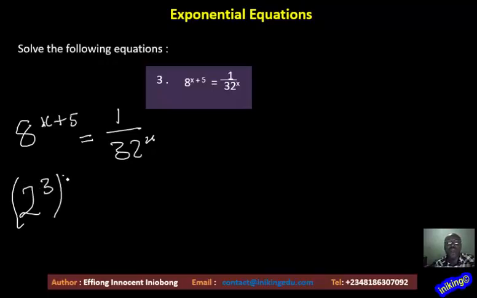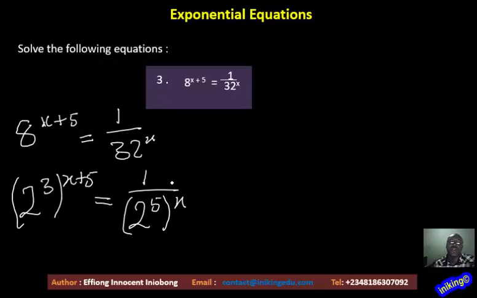Then everything raised to the power of x plus 5 equal to 1 all over 32. 32 is going to be what? 2 raised to the power of 5. Then everything here raised to the power of x. Let's continue.